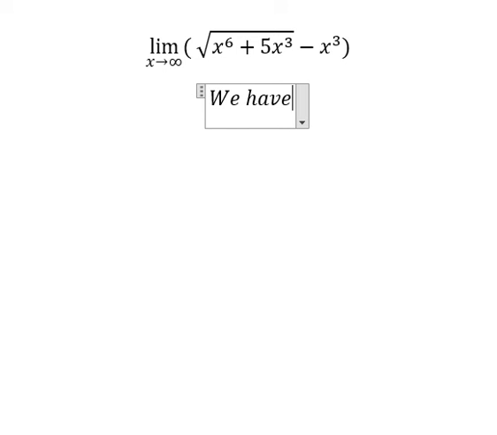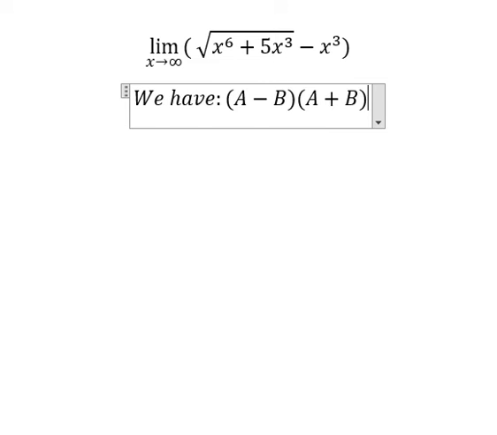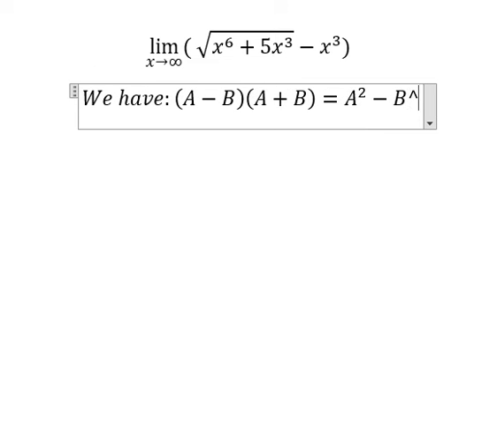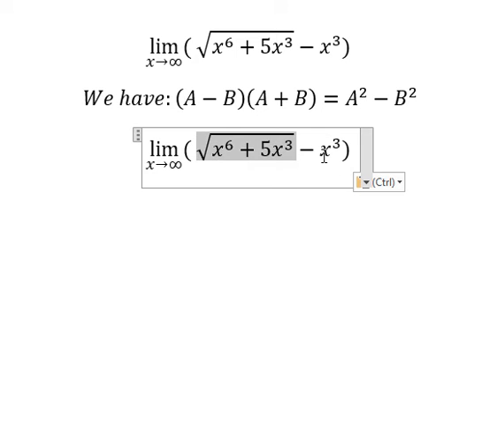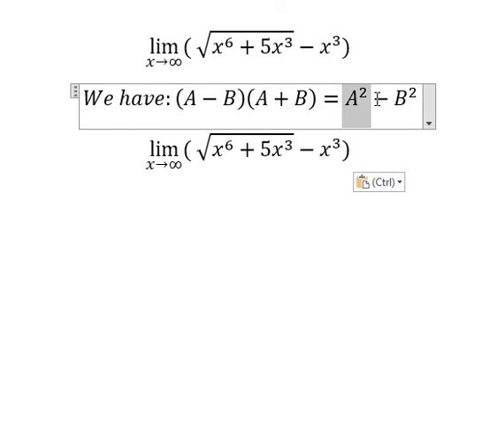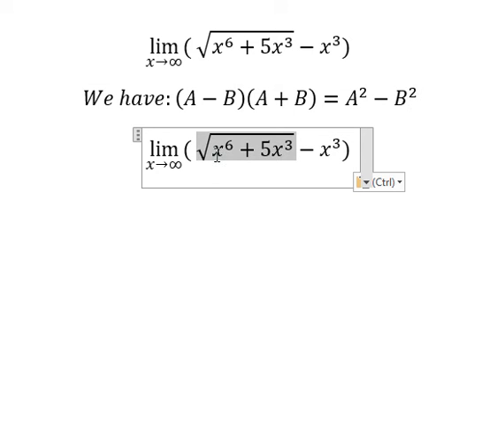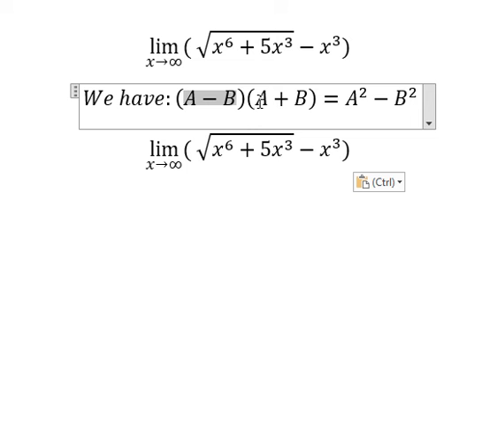We have the formula in here that is a minus b multiplied by a plus b equals a square minus b square. So we have a minus b. We want to create a square minus b square to cancel the square root. So in this one we just have a minus b, so we need to multiply by a plus b on the numerator and denominator.